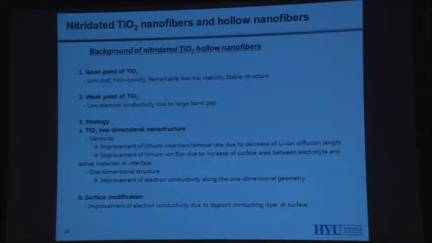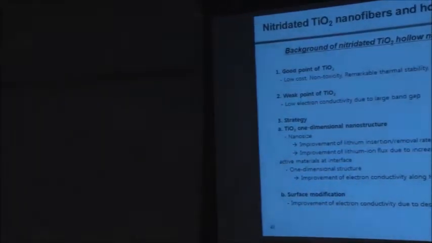First one is we simply make a nano-size material. Nano-size gives much faster electron transport, a much shorter electron path and much shorter lithium diffusion length. Also, by introducing a one-dimensional nanostructure, electrons can go much faster along the one-dimensional geometry. And the last one is we make some surface modifications such as titanium nitride. Titanium nitride is a well-known material with much higher electron conductivity compared to titanium oxide.